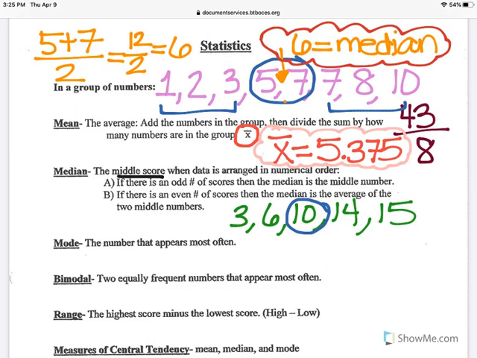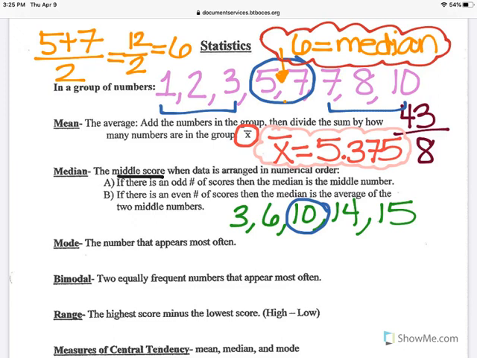Okay, so we've got mean, we've got median. Now we move on to mode. Mode is the number that appears most often. Sometimes there is a mode, sometimes there's not. Sometimes there's more than one mode, and we'll get into that in the second vocab term underneath.